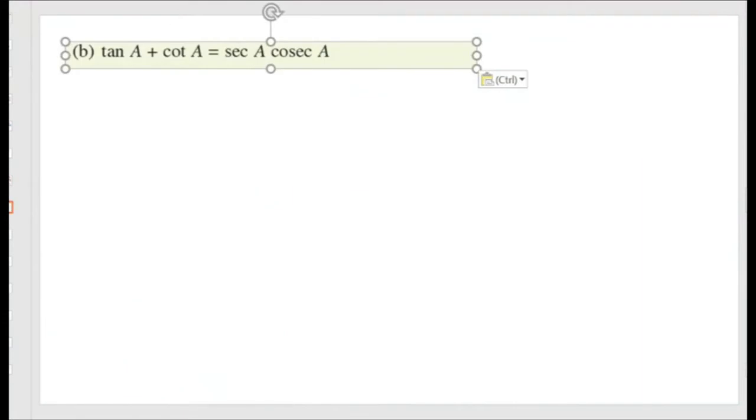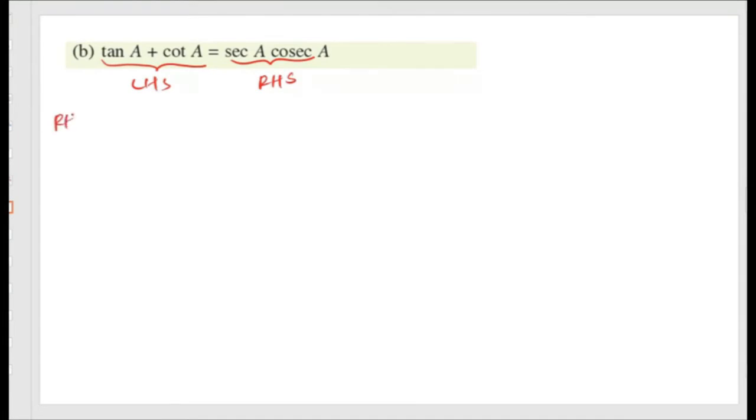So now, can you prove from right hand side to left hand side? Can, but it's a bit complicated. I do not recommend it. If we prove from the right hand side, it's secant A cosecant A. We have to prove it becomes tangent A plus cotangent A.